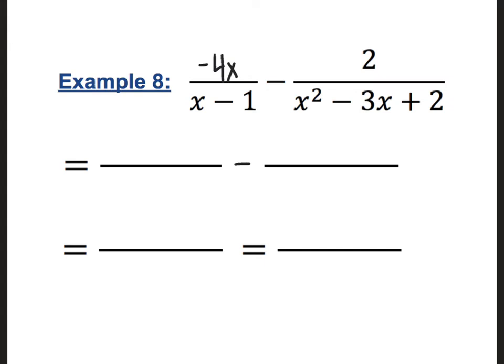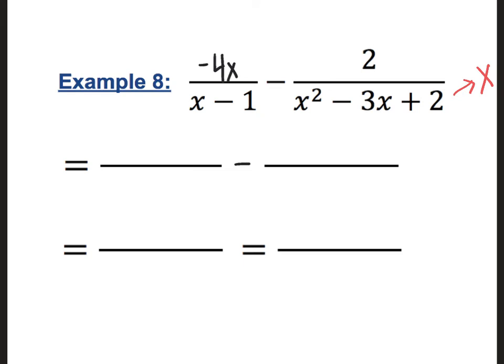All right, for our last example, 8, we have negative 4x divided by x minus 1 minus 2 divided by x squared minus 3x plus 2. So if you're paying attention, you'll notice that my denominator for my second fraction is the same as the one we used in the last slide. So remember, to figure out what it is, we're just going to go ahead and use the x method. But I already did that on the last slide, so I'm just going to show you what the answer should be.